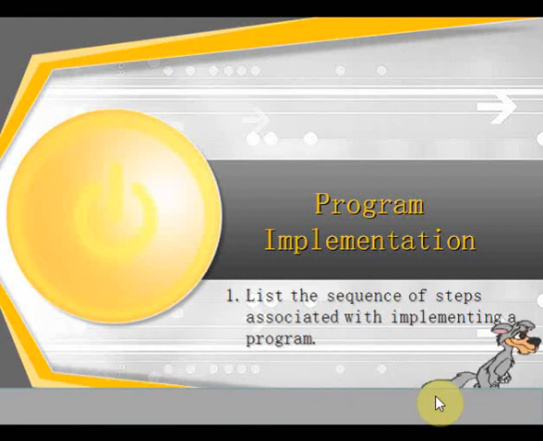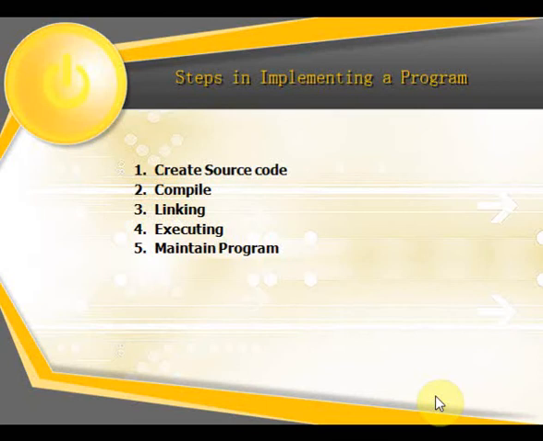Now, as mentioned before, today we'll be looking at the sequence of steps in implementing a program. Now, there are 5 of them. There are 5 steps in implementing any program. They are create source code, compile, linking, executing, maintaining your program. Let me repeat. There are 5 sequence of steps associated with implementing a program. They are create source code, compile, linking, executing, maintaining your program.